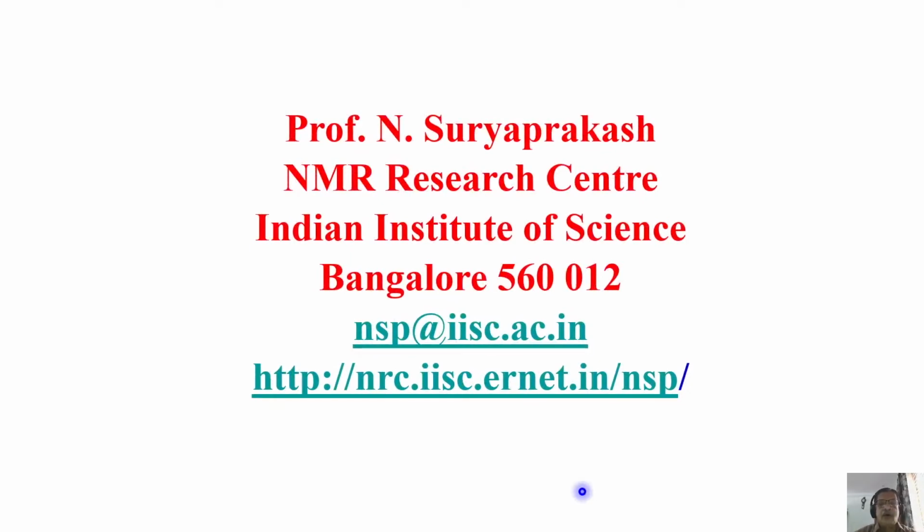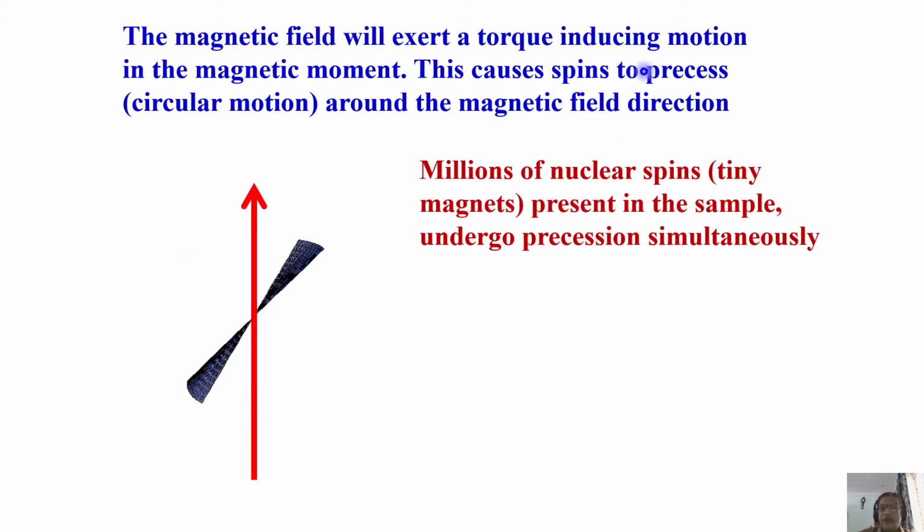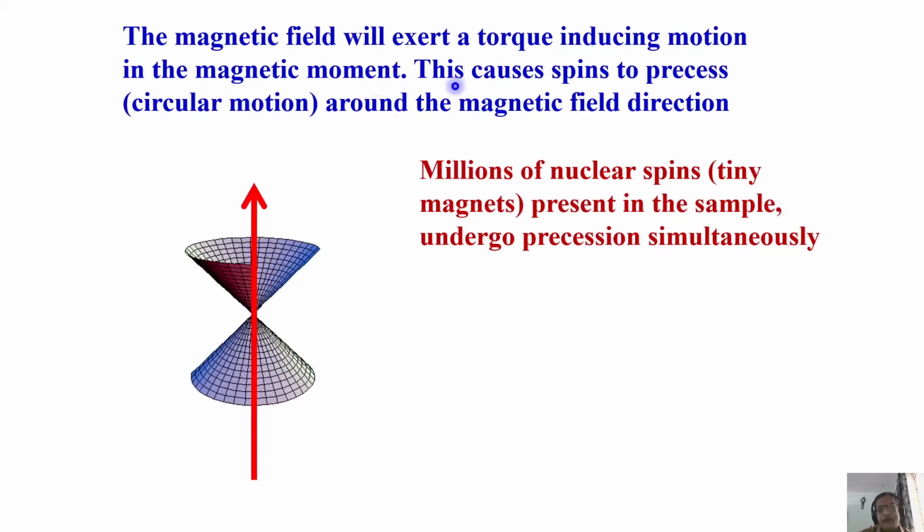Since the last two or three classes, you have been trying to understand some of the basic concepts of spin physics. And in the last class, I was telling you about Larmor precession. In that, I said one of the important concepts is that the magnetic field will exert a torque inducing motion in the magnetic moment. This causes spins to precess.